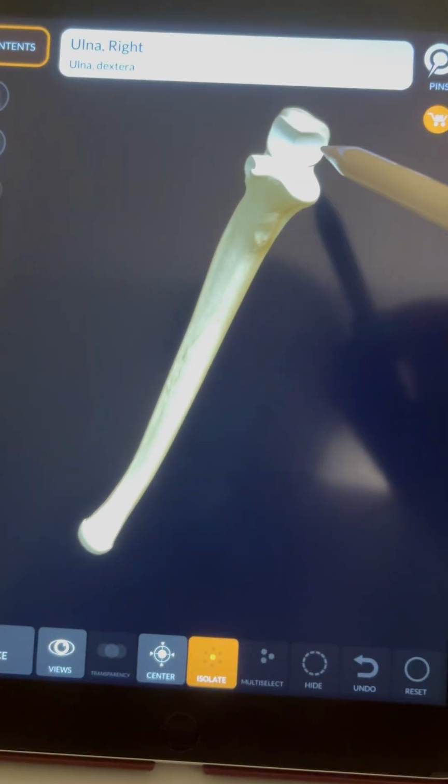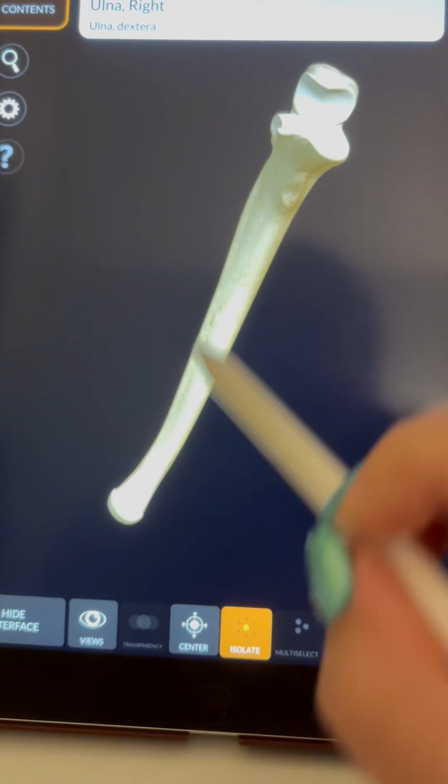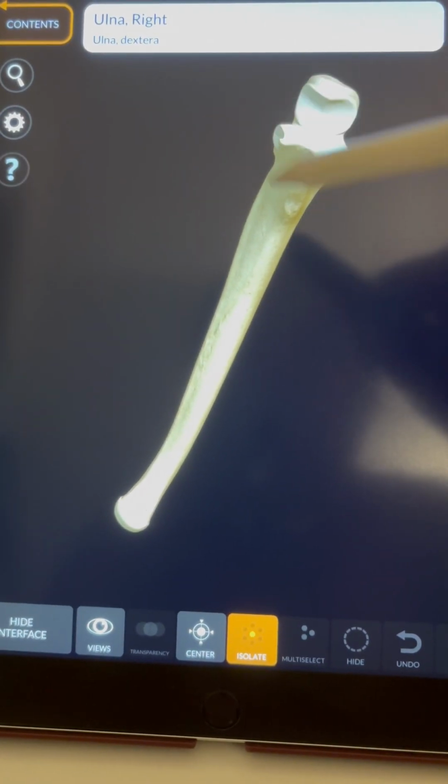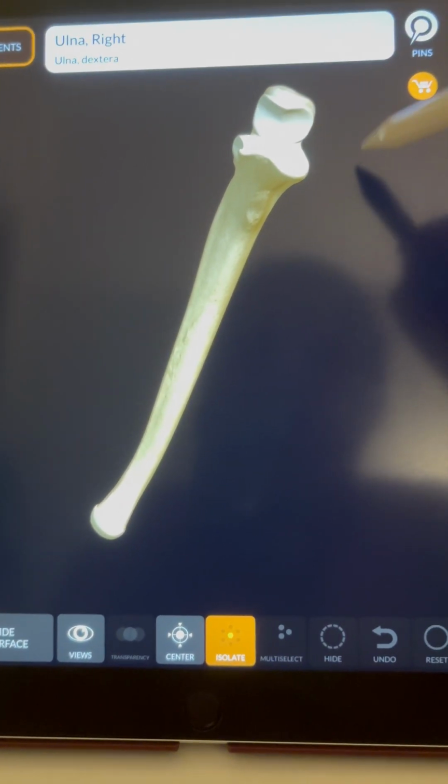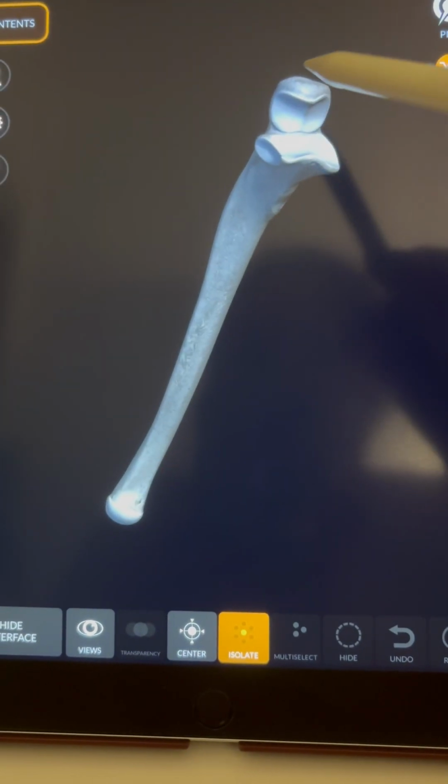So this is the top of the ulna and this is the bottom of the ulna. The way I like to remember is that the top is bigger and wider compared to the bottom. So we'll start from the top.